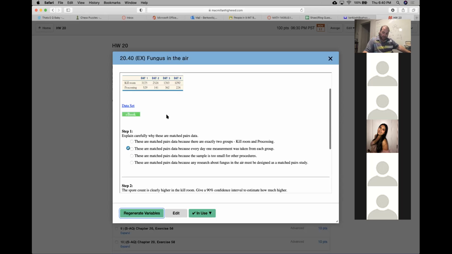X bar 1, or sample mean 1. Good. Minus X bar 2. Yeah. And then plus or minus T star. Good. With square root of. But one second. Isn't this matched pairs? Matched pairs? Right, this is a matched pair design, correct? That's what we did in step 1.